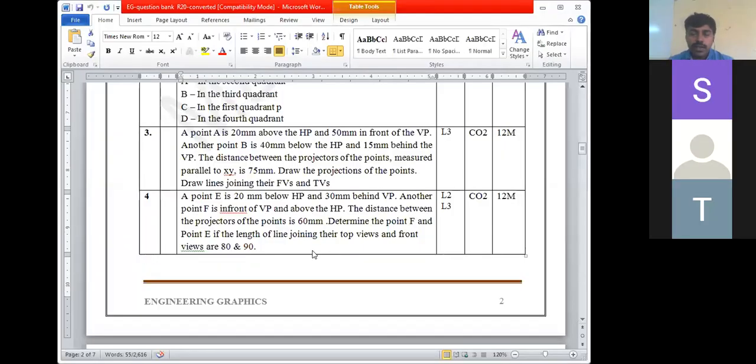See now, the same way another, the fourth question, is also: point is 20 below and 30 behind. Below behind is the third quadrant. Now the top view should be above the XY line, and the front view should be below the XY line. That we have drawn. Another point F is in front of VP and above HP. Now let me see this question. If you want to see now, we can go for drawing it.